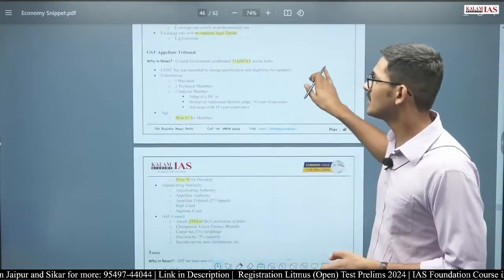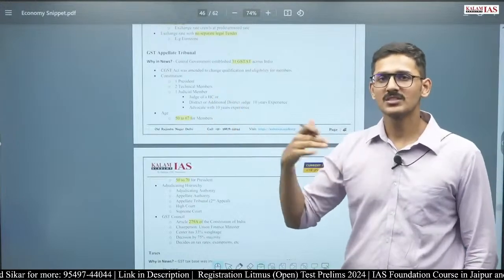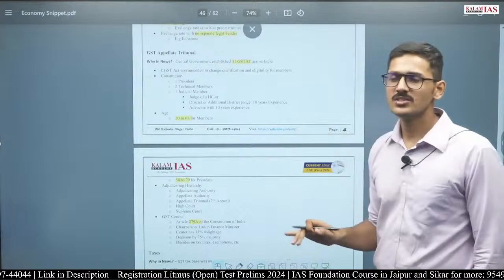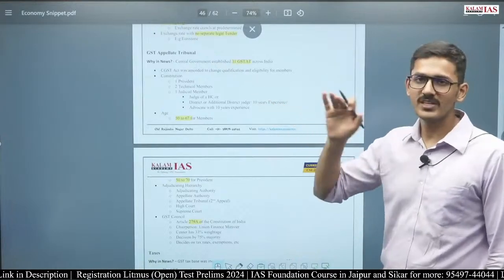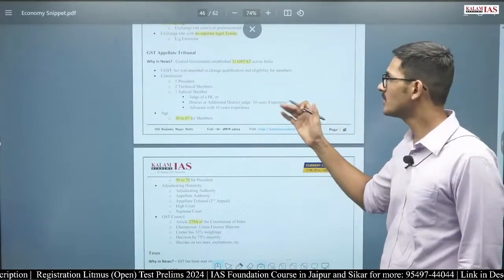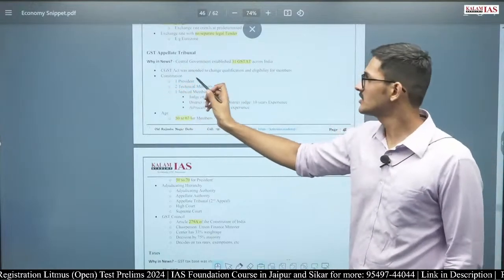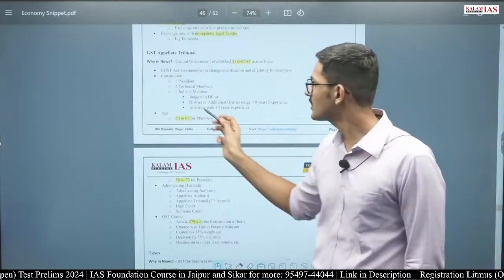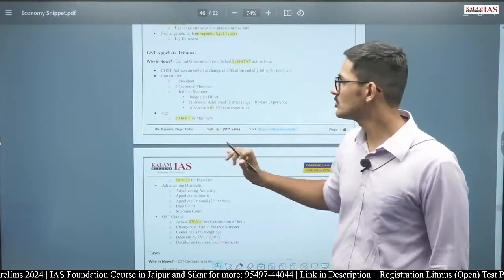GST Appellate Tribunal is an appellate tribunal. The central government established 31 GST Appellate Tribunals across India, and the Central GST Act was amended to change the qualification and eligibility of the members. So its constitution is 1 president, 2 technical members, and 1 judicial member. So there are 4 members in GST Appellate Tribunal.